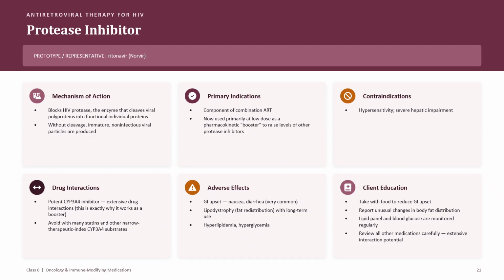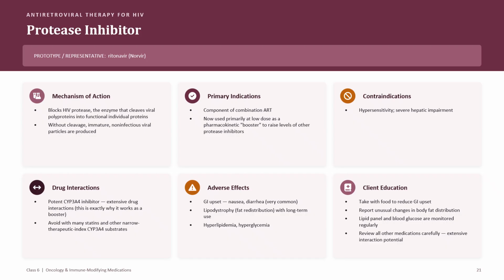So give a low dose of ritonavir along with another protease inhibitor, and it slows down how fast the liver breaks down that other medication, which means that the other medication's level stays higher for longer, letting it be dosed less often. So it's a side effect of that ritonavir chemistry, basically repurposed on purpose.